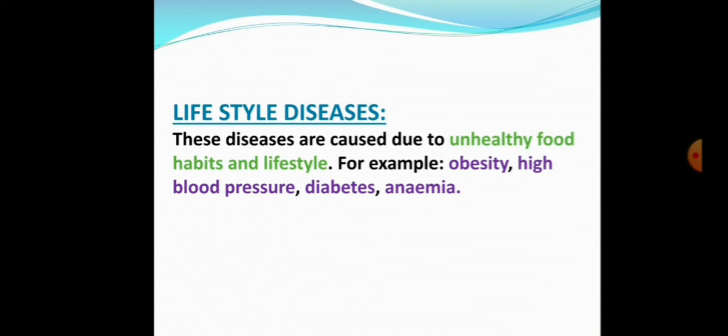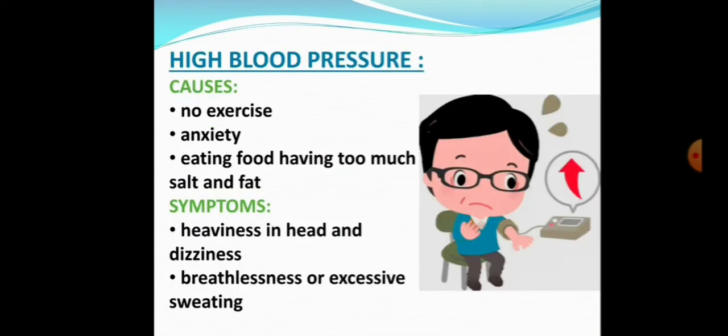Now, which diseases come in this category? Obesity, high blood pressure, diabetes, anemia, and heart diseases are also examples of lifestyle diseases. First of all, we'll start with high blood pressure. So, the causes of high blood pressure are no exercise, anxiety, and eating food having too much salt and fat.